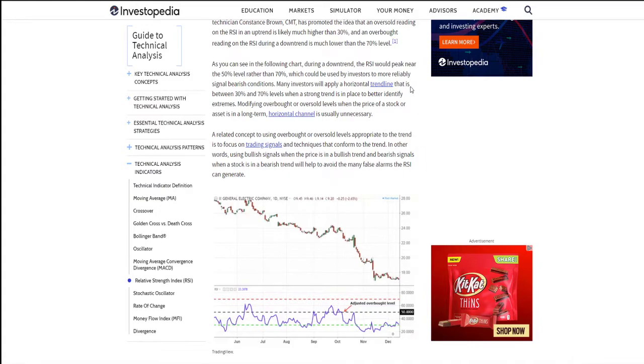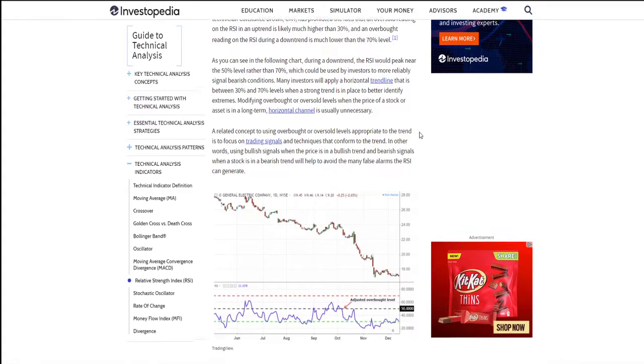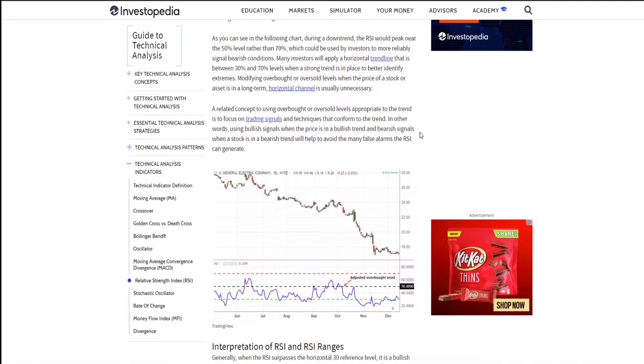Many investors will apply a horizontal trend line that is between 30 and 70 when a strong trend is in place to better identify the extremes. So that's what is really, really prominent in cryptocurrency, is the extremes. We have cryptocurrencies that are up 100%, that are up over a couple months a couple 1,000%, which is crazy. You don't usually see it with stocks and things of that nature, but ultimately with cryptocurrencies, they are very volatile.